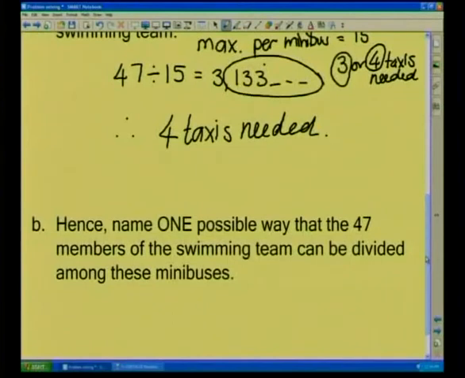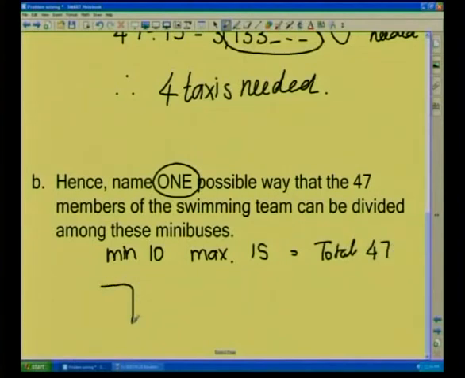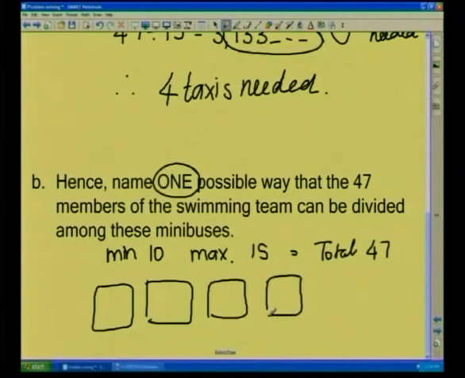And then it says, hence, name one possible way that 47 members of the swimming team can be divided among these minibuses. Now, the key thing we need to remember is that in these minibuses, the minimum was 10 and my maximum was 15, and my total needs to be 47. And obviously, I've got 4 taxis. So I'm going to draw my 4 boxes so that I know. And then I need to think about how am I going to make 47.